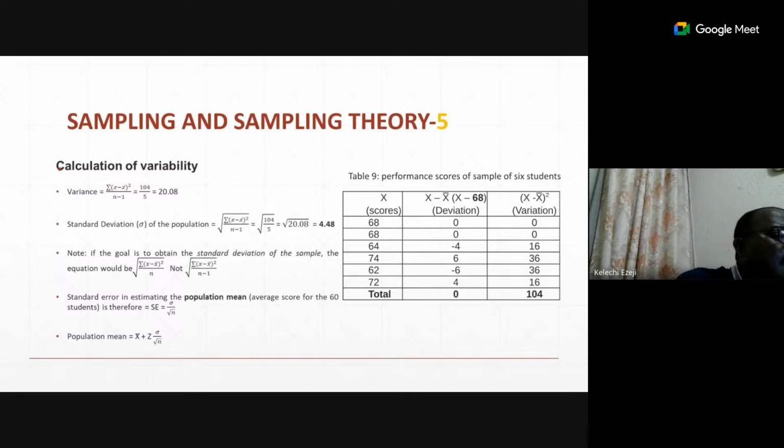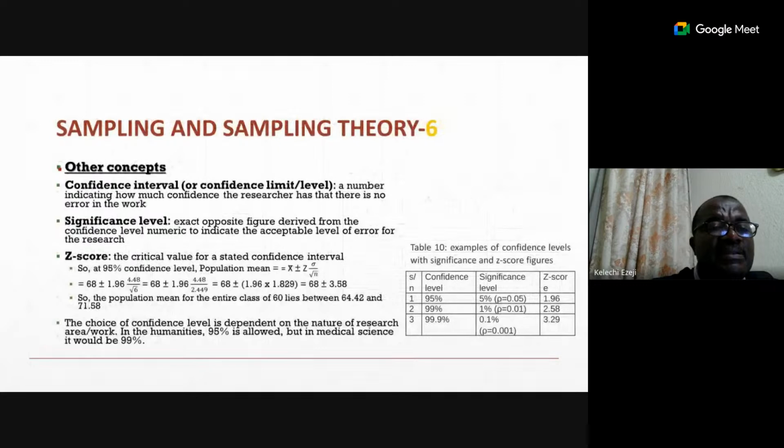Let me introduce a couple of other concepts that are important. Now we're talking about standard sampling error. And other concepts, because these fall into assumptions that must be made at the outset, as we prepare our methodology and determine how we will run. The first concept I take note of there is confidence interval, sometimes called confidence limit or confidence level. It is a number indicating how much confidence the researcher has that there is no error in the work.